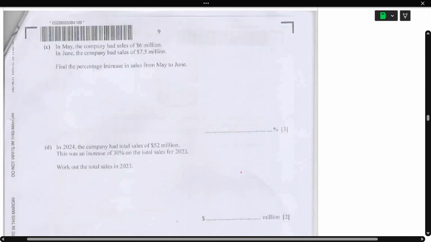Next, in May the company had sales of 6 million. In June the company had sales of 7.5 million. Find the percentage increase. So 7.5 minus 6 is 1.5. The increase is 1.5 million over the original, which is 6, times 100. When we simplify, 3 times 2 is 6, this is 50, and this one is 0.5. So a total of 25 percent increase happened.